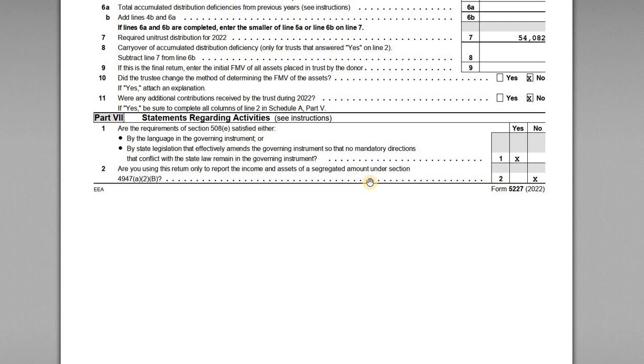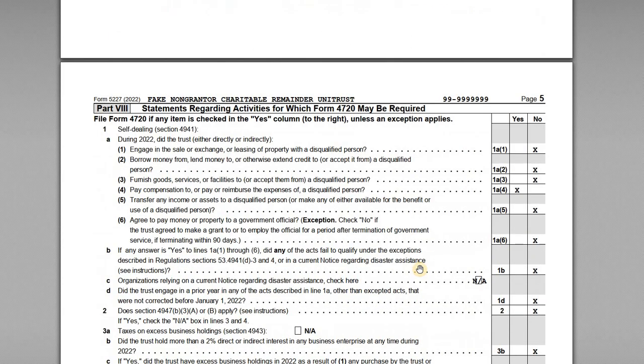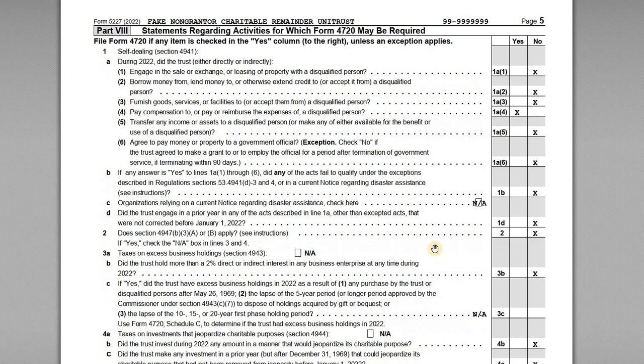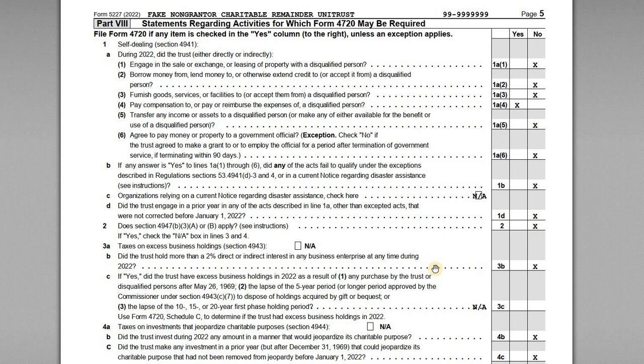We have to be clear that we are not engaged in any kind of self-dealing. Very, very important. Otherwise, we're violating a lot of rules. Question 2, we are not using this to report income and assets of segregated amounts. Part 8 here, the 4720 for excise taxes. This is very, very important. Many times CRUTs or private foundations as well will find themselves in positions where they did something that triggered an excise tax. So they did have a self-dealing issue, right? So you have to answer all these questions, be very careful, look at each one.